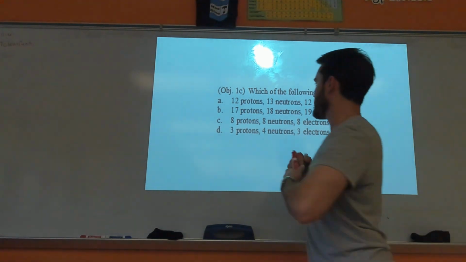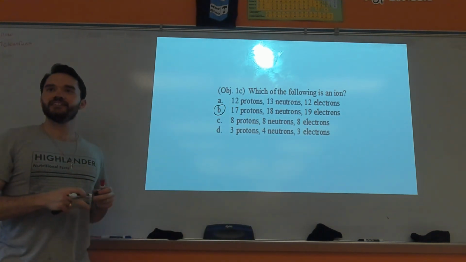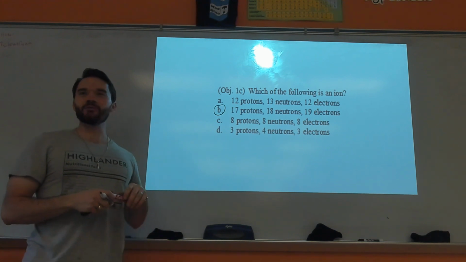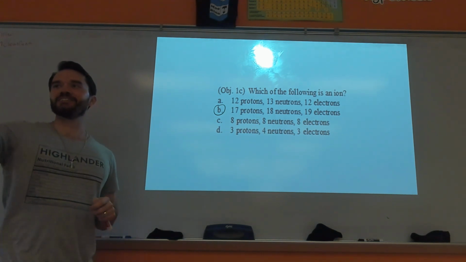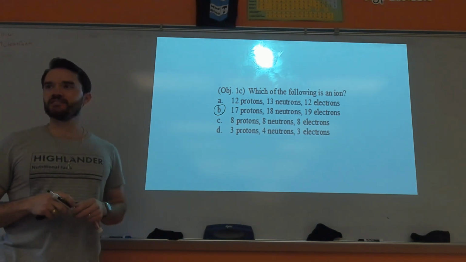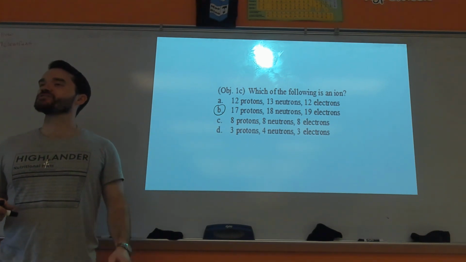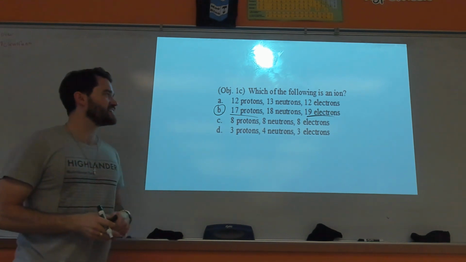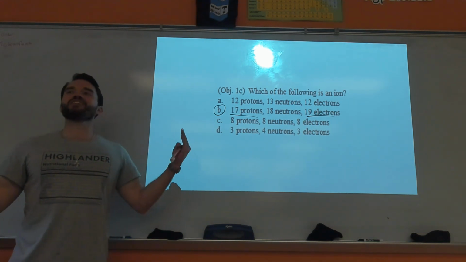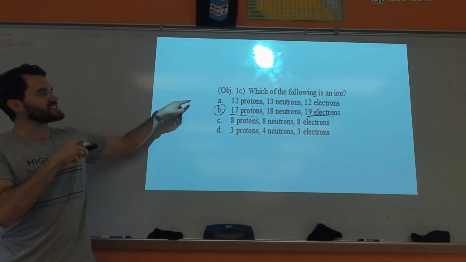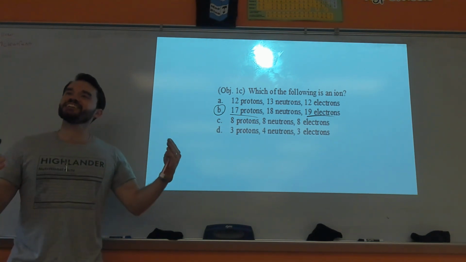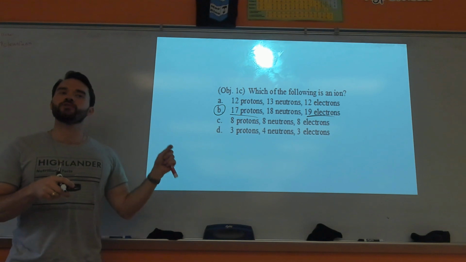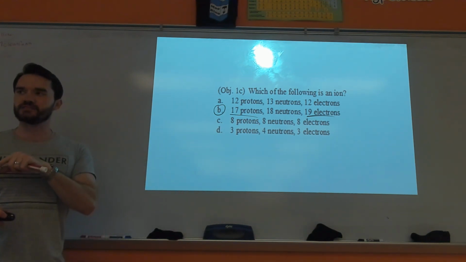B. How'd you know? 1 out of 4 chance. Anybody want to explain? Yeah, go ahead. The protons don't equal the electrons, right? You got 17 protons here, 19 electrons there, right? That's what we call an ion in the biz. If you have the same number of protons and electrons, that's just an atom. So A, C, and D all have the same number of protons as electrons.